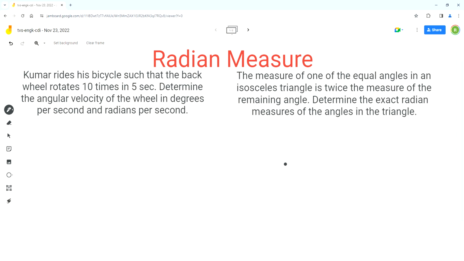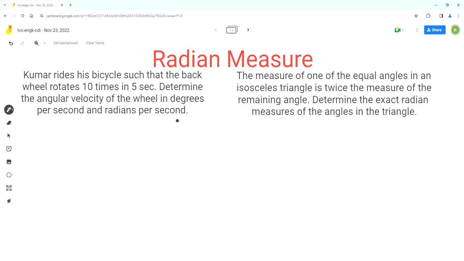So in this video, we'll solve these two word problems using the concepts of radian measure of angles. So let's start with the problem on the left side. Kumar rides his bicycle such that the back wheel rotates 10 times in 5 seconds. Determine the angular velocity of the wheel in degrees per second and radians per second.